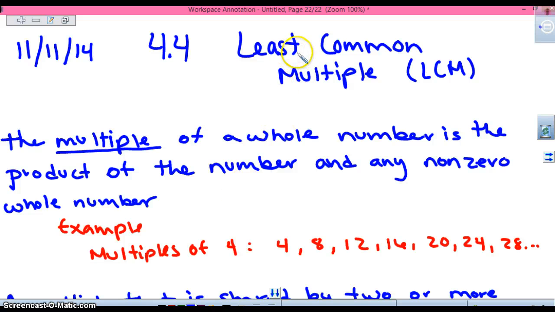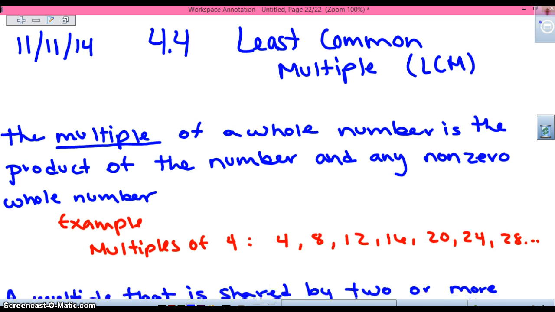Today we're talking about the least common multiple, LCM. A multiple of a whole number is the product of a number and any non-zero whole number. For example, the multiples of 4 are 4 times 1, 4; 4 times 2, 8; 4 times 3, 12; 4 times 4, 16; 4 times 5, 20; and so on. Those are the multiples of 4.